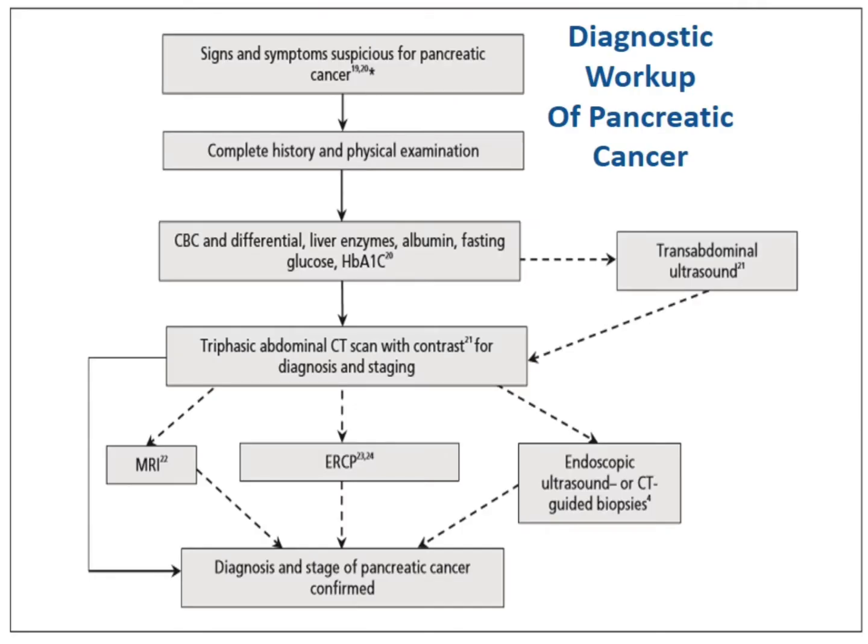This flow chart shows the diagnostic workup of pancreatic cancer after complete physical examination and laboratory investigation. For diagnosis and staging of pancreatic cancer, we have to do a pancreatic protocol CT or MRI. Endoscopic ultrasound may be used in some cases. Also, CT guided biopsies may be done in some cases. ERCP is done to relieve jaundice in cases with marked jaundice.